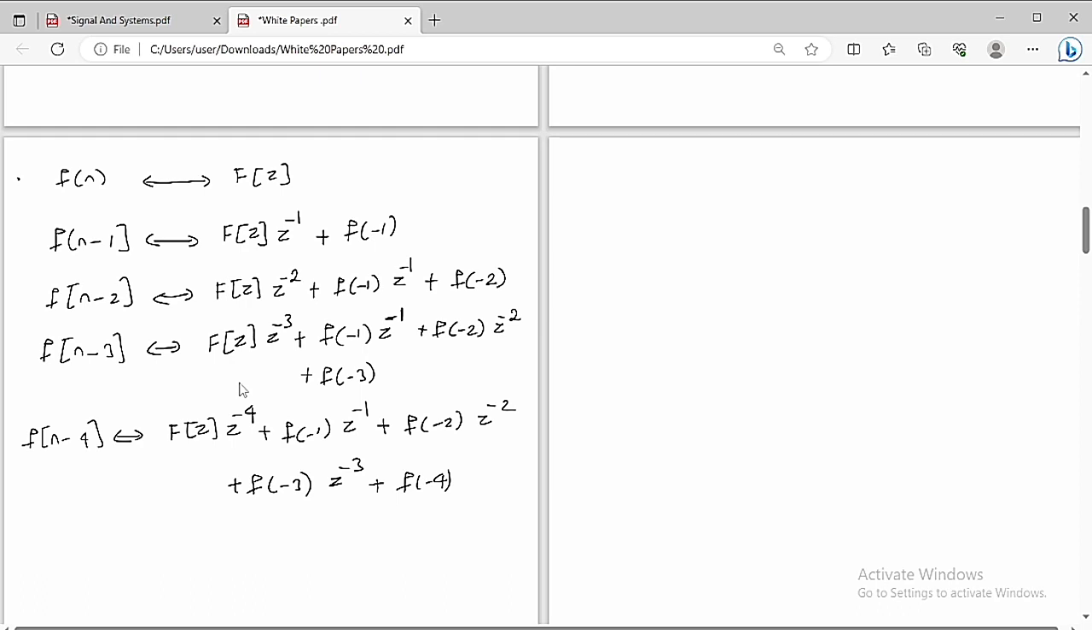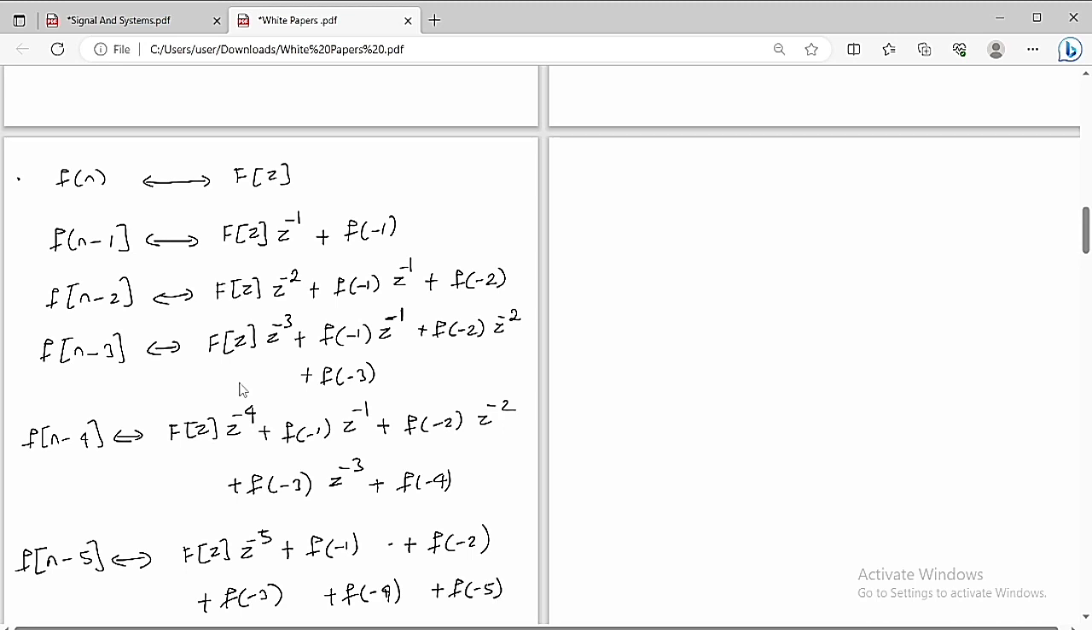Suppose finally I will go for f of n minus 5. So I will write finally like this one. So f of z into z to the power of minus 5. So write from f of minus 1. So f of minus 1, leave some gap, f of minus 2. Leave some gap, f of minus 3. Leave some gap, f of minus 4. And so minus 5 up to right here.